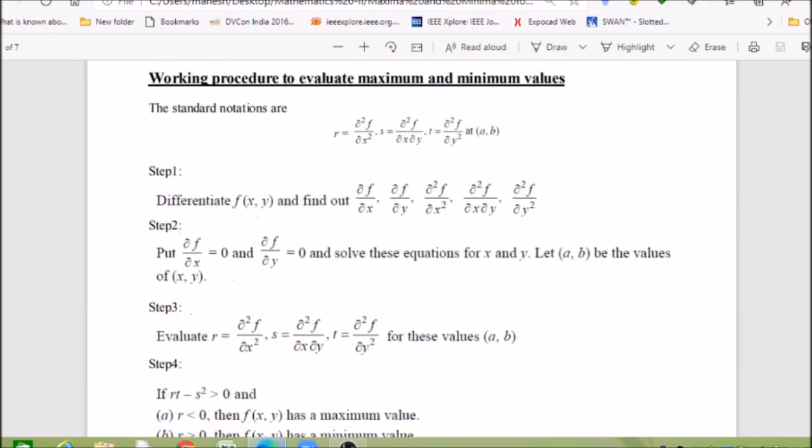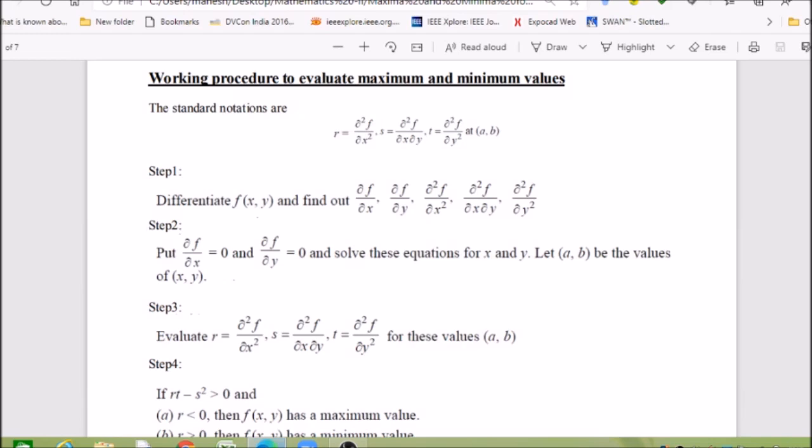Now we'll go through the working procedure to evaluate maximum and minimum values. Step 1: Differentiate f(x, y) and find ∂f/∂x, ∂f/∂y, ∂²f/∂x², ∂²f/∂x∂y, and ∂²f/∂y². Now equate ∂f/∂x equal to 0 and ∂f/∂y equal to 0. By solving these equations for x and y, we get a set of points, say (a, b).